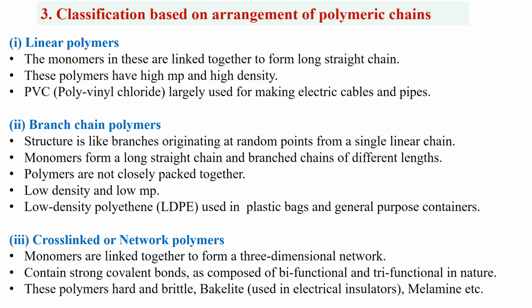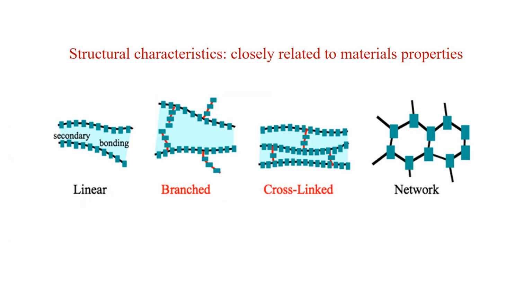These polymers have very high strength. These are hard and that's why these are brittle. For example, bakelite and melamine. Here is the pictorial representation of linear, branched and cross-linked polymers, and these structural characteristics are very closely related to the properties of these polymers.